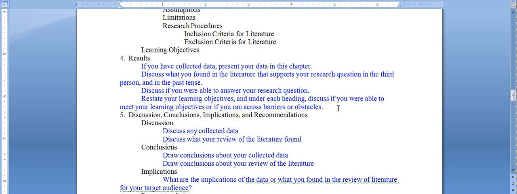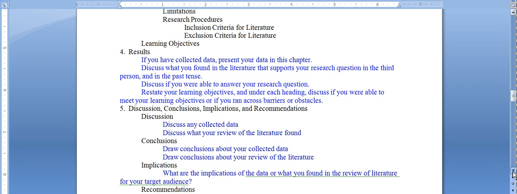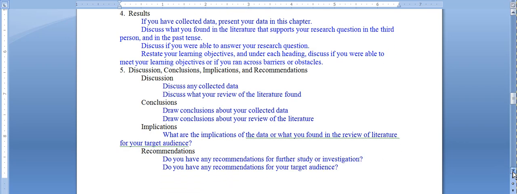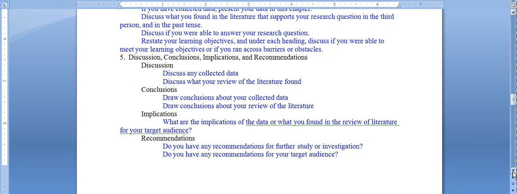In the discussion, conclusions, implications, and recommendations, the discussion is, if you did an experiment, you're going to discuss your data. If you did any other kind of research project, then you'll discuss what the review of literature found. In your conclusions, if you did an experiment, you'll draw conclusions about your data, and otherwise you're going to draw conclusions about your review of literature.